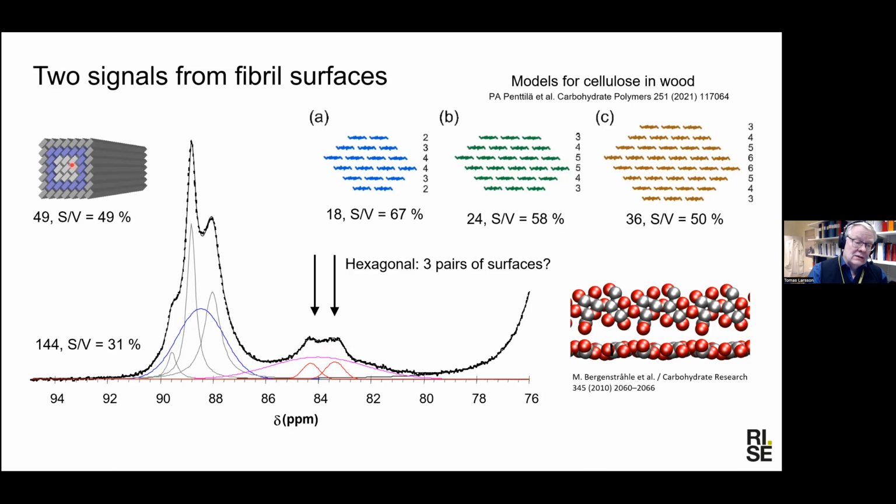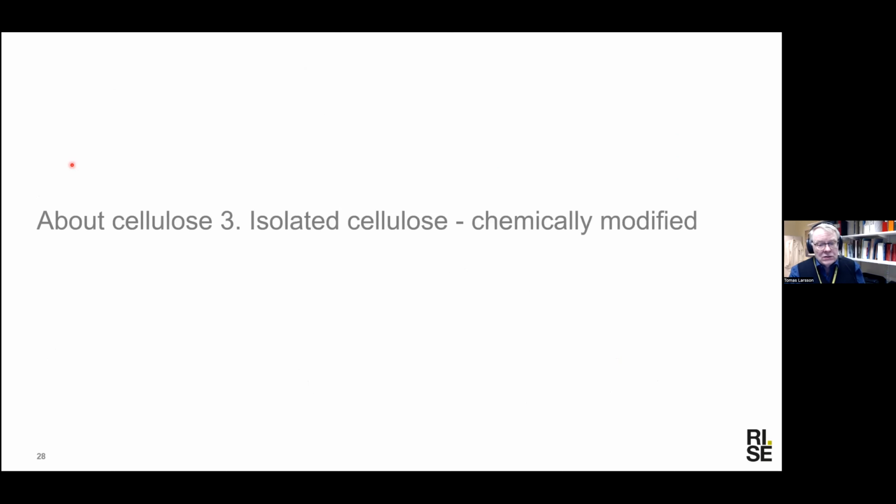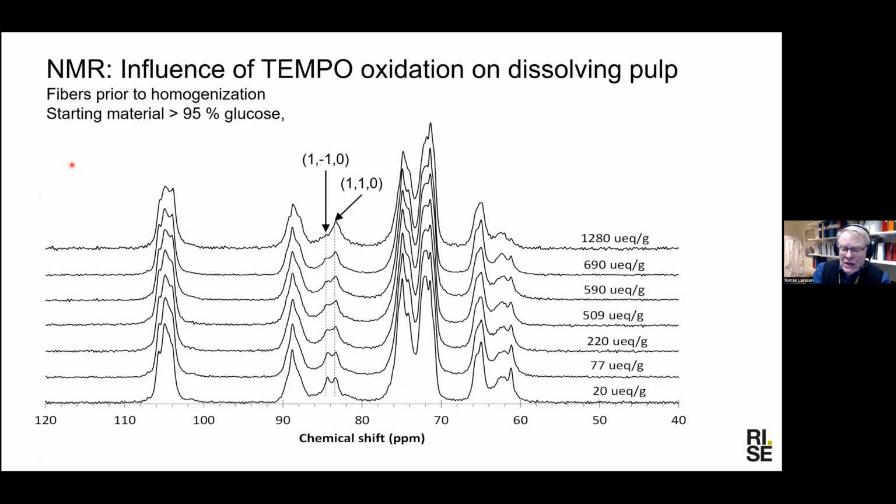This model, on the other hand, can be made consistent with both experimental results from NMR and from wide-angle X-ray scattering. So if you take it one step further, if you have isolated your cellulose and then start to do chemical modifications of it, then you can change it further, of course, because that's what the chemical modification does. And you can see in this case, we have changed the material by TEMPO oxidation. And we see that, well, TEMPO mainly affects surfaces.